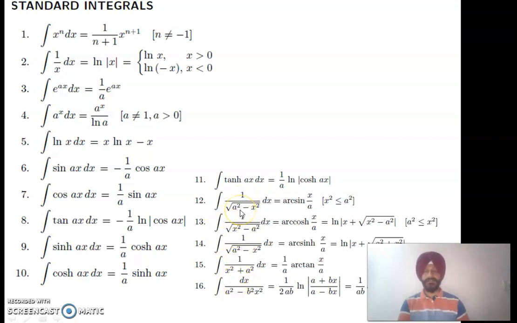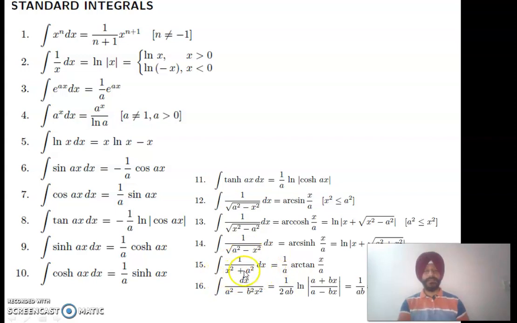The integral of 1 over the square root of a square minus x square dx is equal to sine inverse x over a, or we can write arc sine x over a. Similarly, the integral of 1 over the square root of x square minus a square is equal to arc cosh x over a, or log of x plus square root of x square minus a square. The integral of 1 over the square root of a square plus x square dx is equal to arc sinh x over a, or log of x plus square root of a square plus x square.